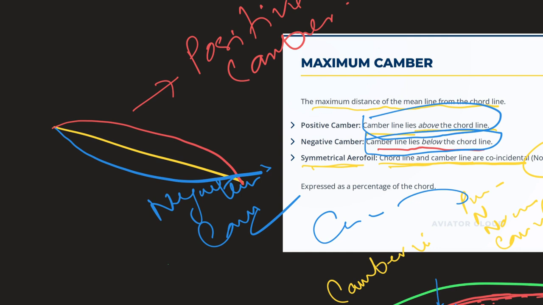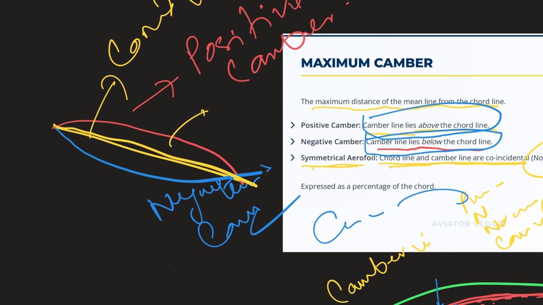So how to remember this? Always remember this yellow line is the chord line, and the chord line is always a straight line, and it is the baseline. So somebody is above it, somebody is below it.